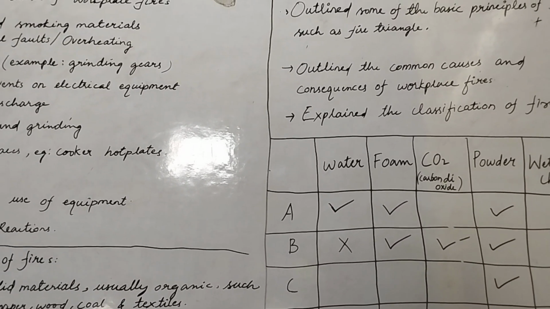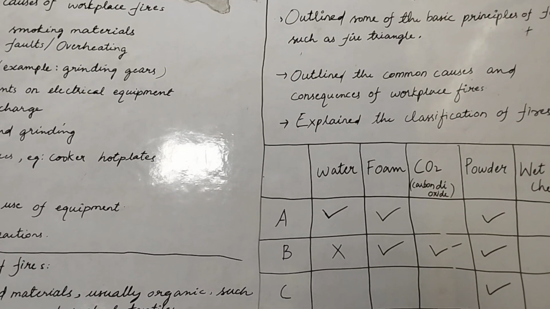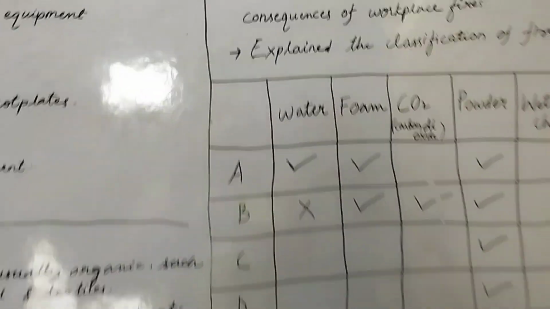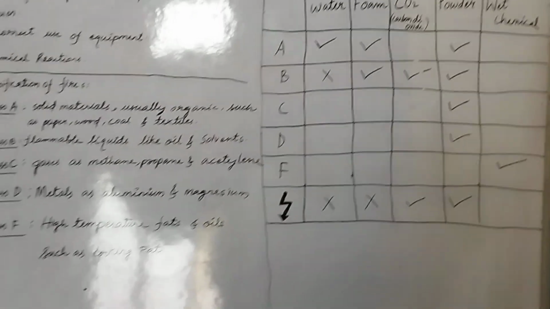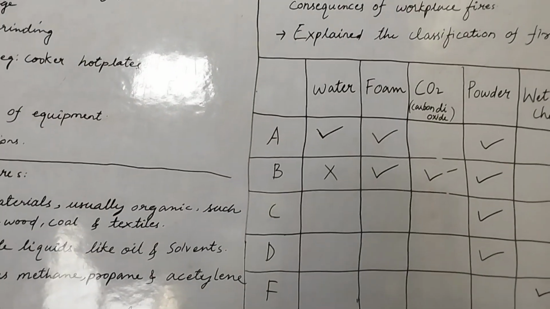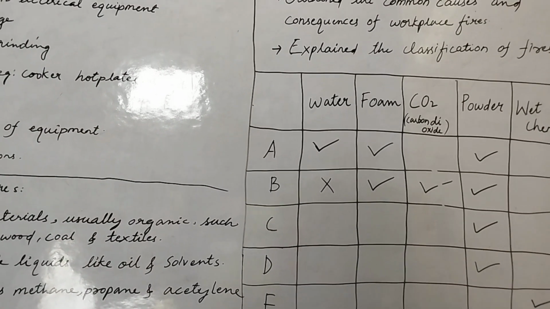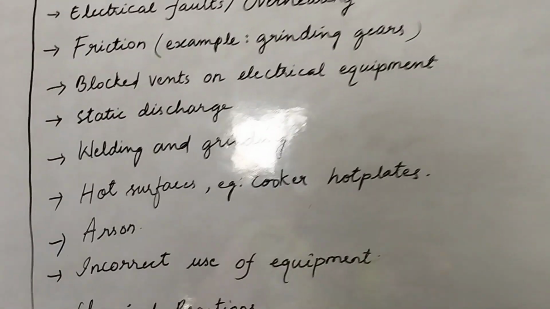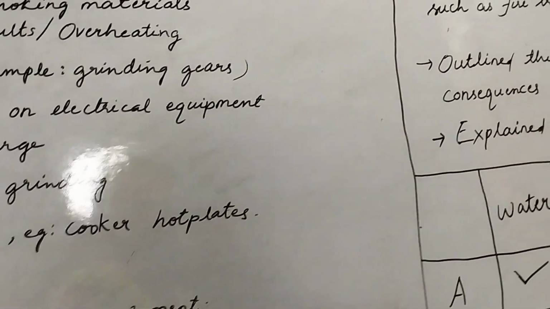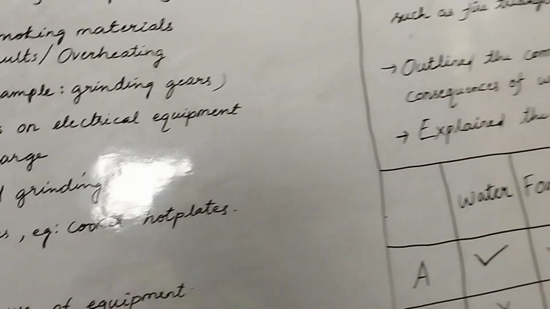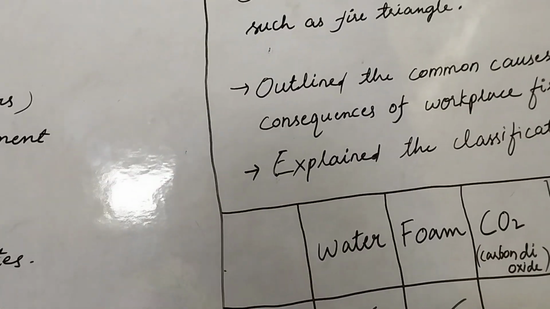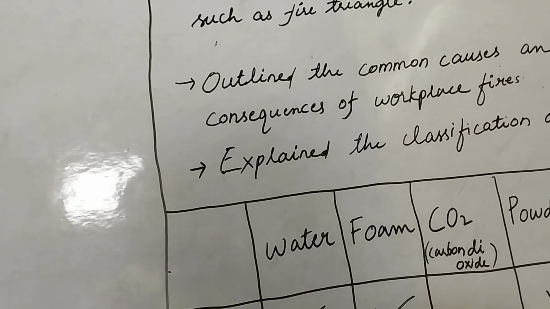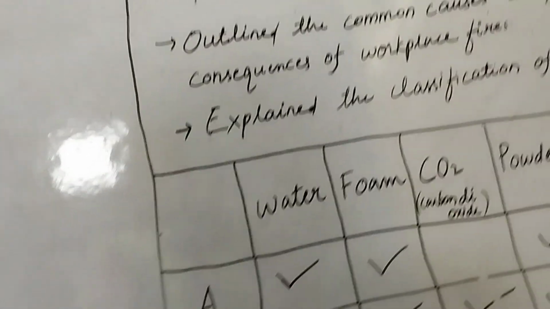Number 4: water, foam, CO2 carbon dioxide, powder, wet chemical. For classification A, you have to use water for solid material, usually organic such as paper, wood, coal and textile. So water for classification A is correct.